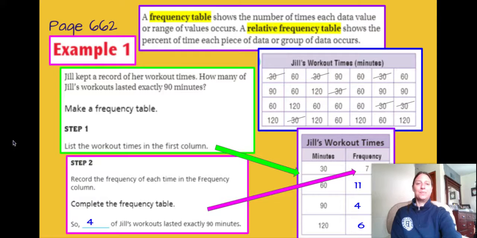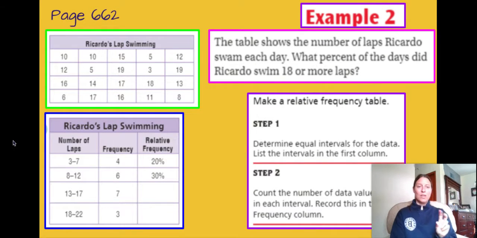Page 662, we have another word problem. The table shows the number of laps Ricardo swam each day. What percent of the days did he swim 18 or more laps? So again, we're going to use the numbers in the lap swimming chart and record them in the frequency table below. So determine the equal intervals for the data. And then step 2, count the numbers of data values for each of those ranges, and you'll find your answer.